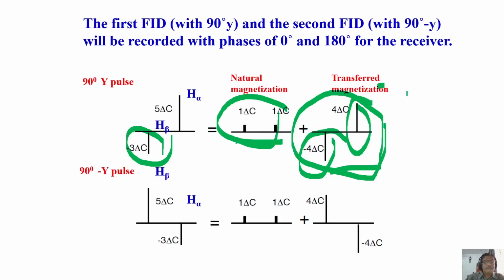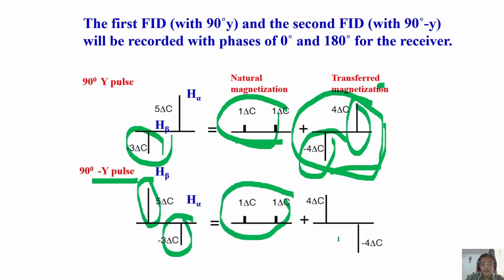Okay, now apply a 90-degree minus Y pulse. Now the alpha and beta components are interchanged. Now this is plus 5, this is minus 3 in intensity. Of course, the natural component in phase is still present. Now if you add, you will get this thing. Again, a very interesting thing. There are two experiments we did. In both cases, we are going to get these things.